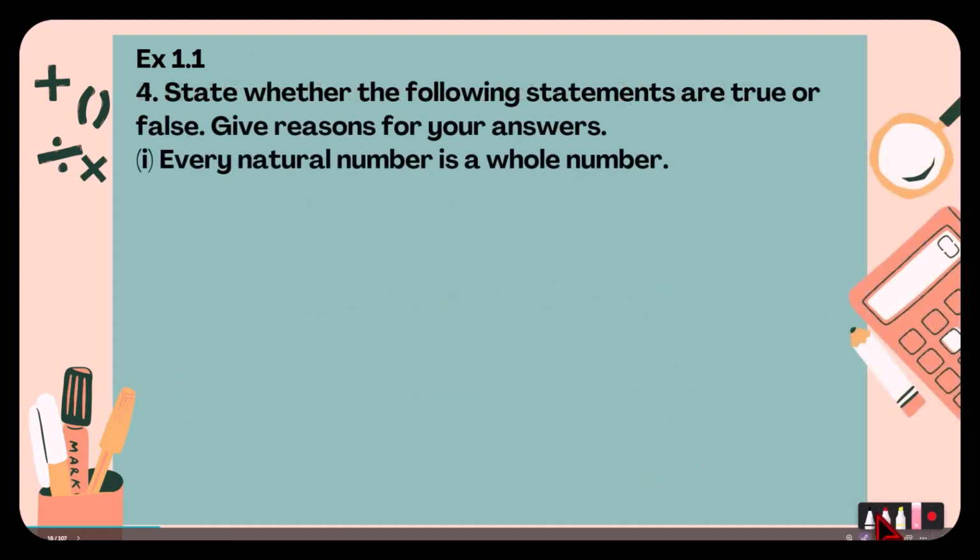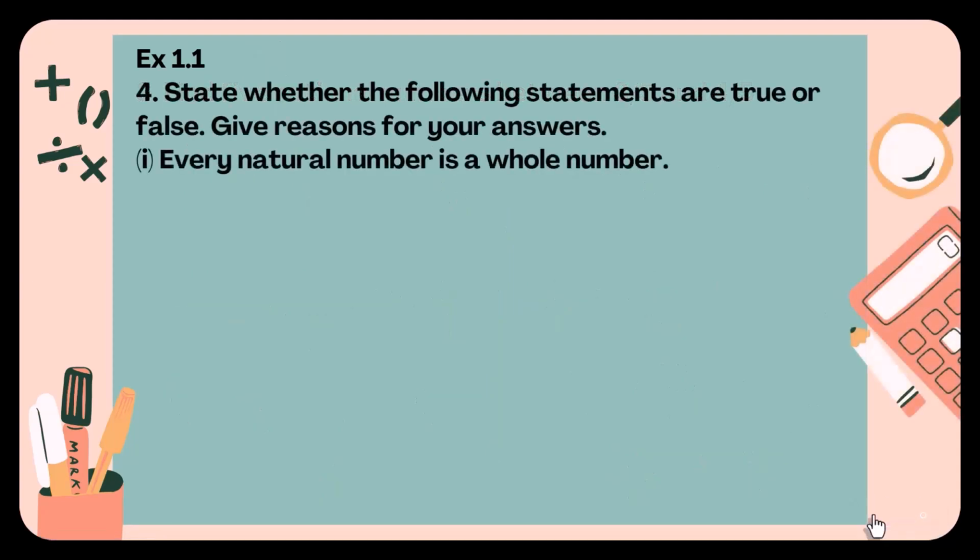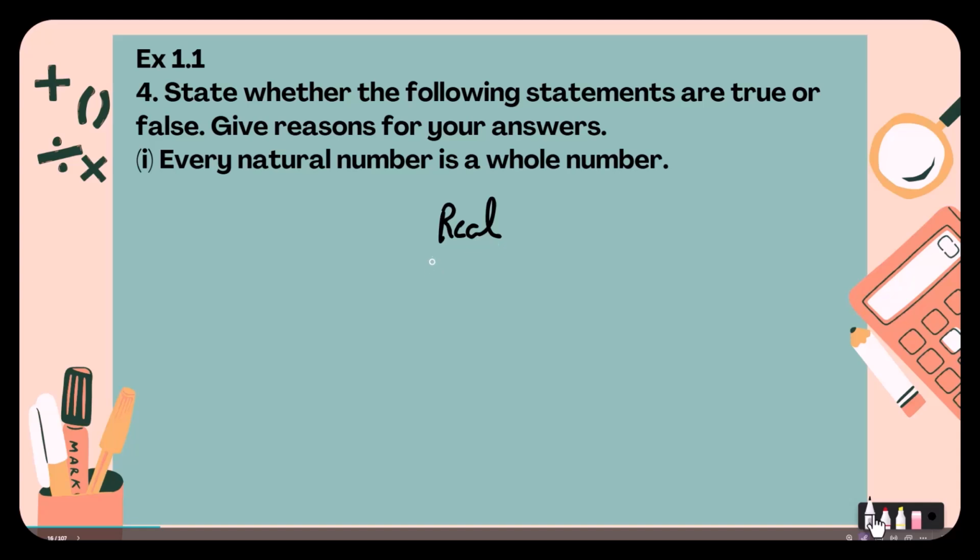Here we have: the following statements are true or false. Give reasons for your answers, okay? So let's try to understand how to do this. Every natural number is a whole number. So how did we do? We know real numbers were what? We have rational and we have irrational, okay? Under rational numbers, what all do we have?